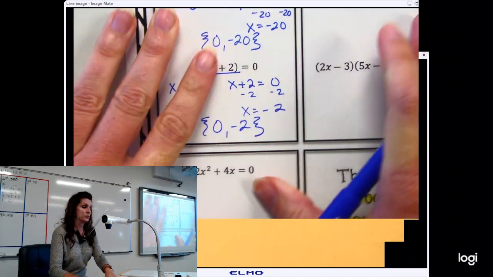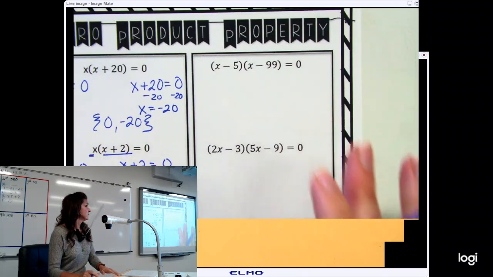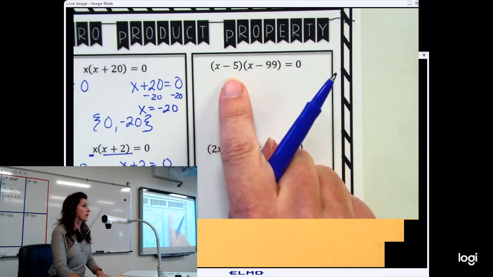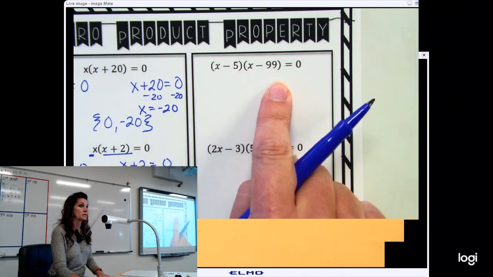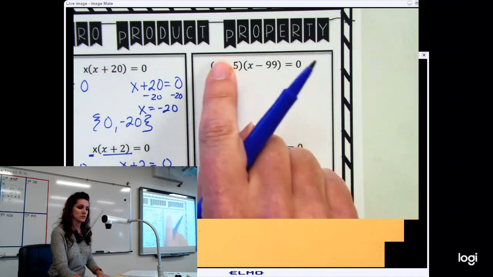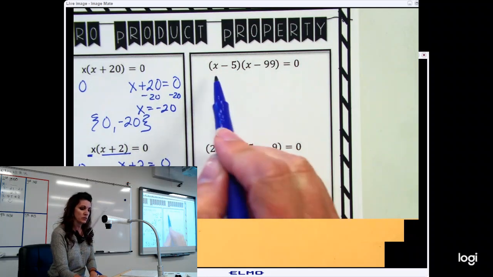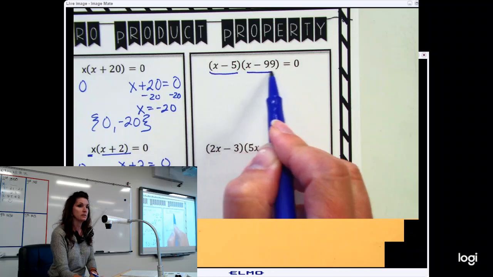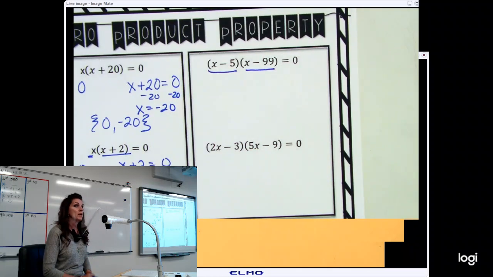All right, moving to the right-hand side. This one's a little bit different because I've got parenthesis times parenthesis in this case, right? Previous box, I just had an X in front. But can you see that this would be my A and this would be my B? Some of you will start just doing this in your head, and that's okay.